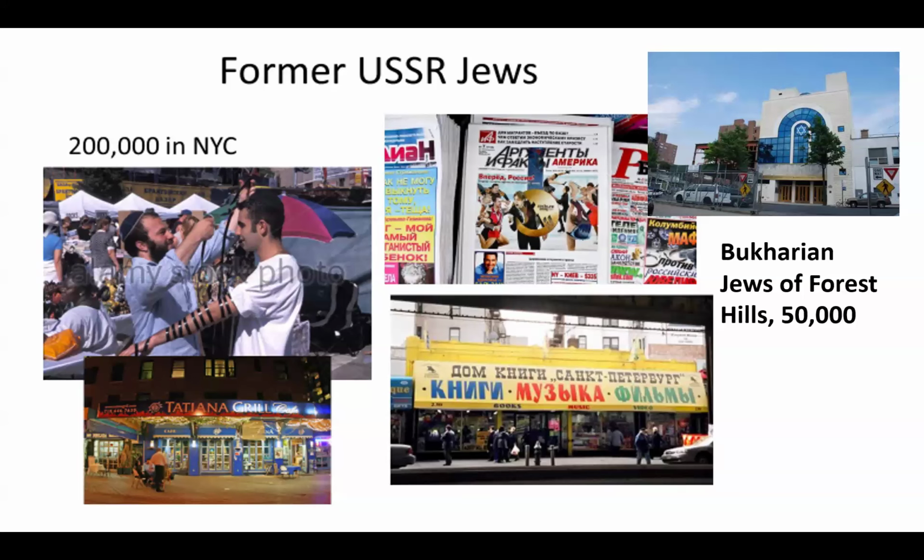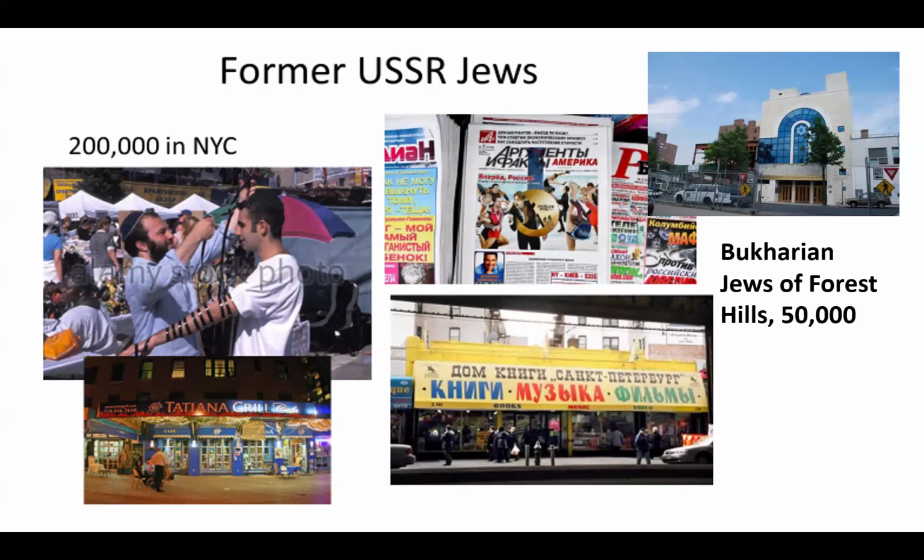In the top picture on the right, you see their synagogue and buildings around it. They, once again, are very proud of being Bukharian, and they have their own language and culture, their own stores, their own synagogues, their own yeshivas, and they don't mix very well with other Jews.